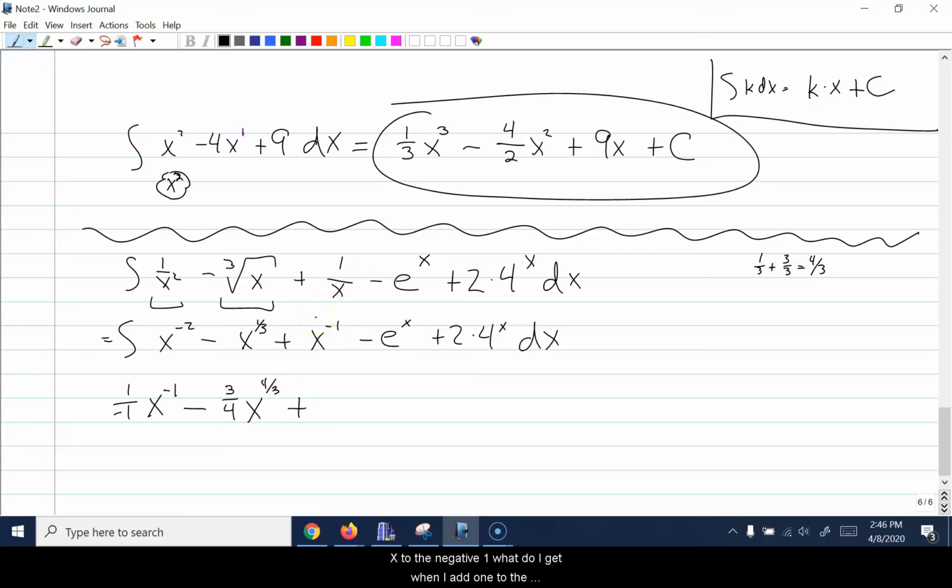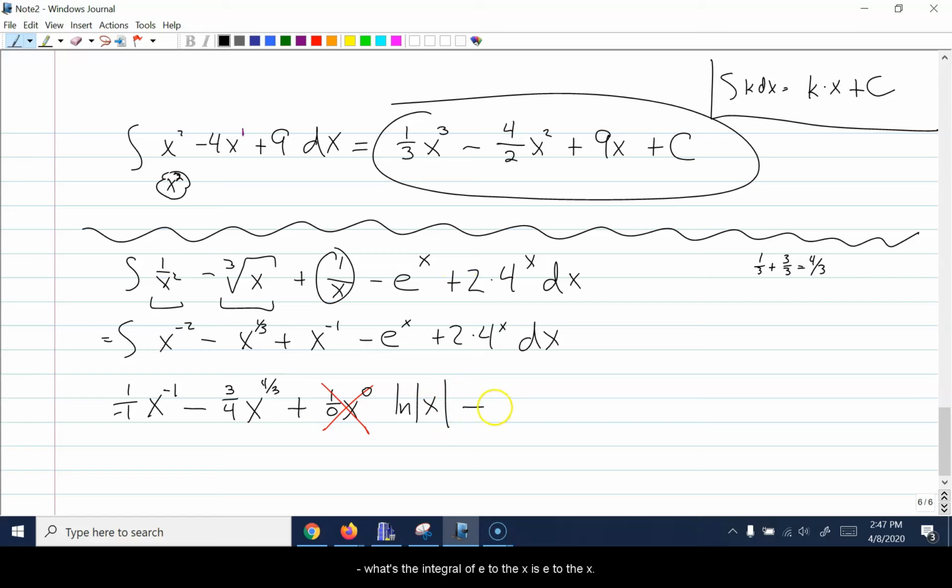X to the negative 1. What do I get when I add 1 to the exponent? I get x to the 0. Divide by that number out front. Whoa! Can't divide by 0. Something's wrong. This is the place where the power rule doesn't work. X to the negative 1 was 1 over x. I don't need the power rule for 1 over x because I know a function whose derivative is 1 over x. It's natural log of x, and I need the absolute value as the weird extra thing.